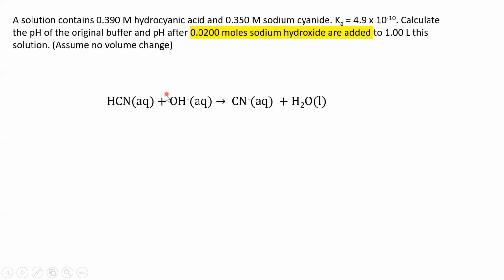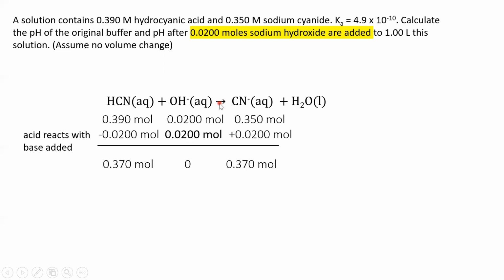We're adding sodium hydroxide to our buffer solution. The sodium hydroxide breaks up into sodium ions and hydroxide ions. The sodium ions are spectator ions. The base is going to react with the acid in the buffer solution. And strong acids and strong bases react to completion. So we're going to make another ice chart. Okay, our buffer solution was 0.390 moles in 1 liter. And the cyanide was 0.350 moles per 1 liter.